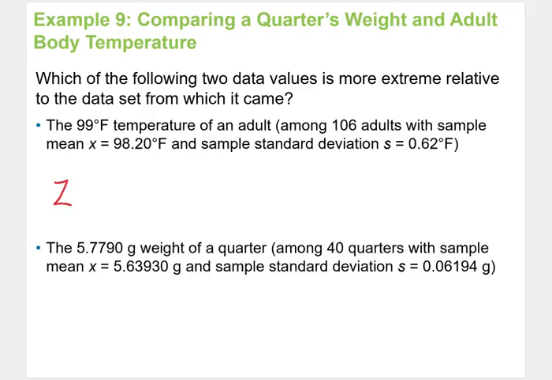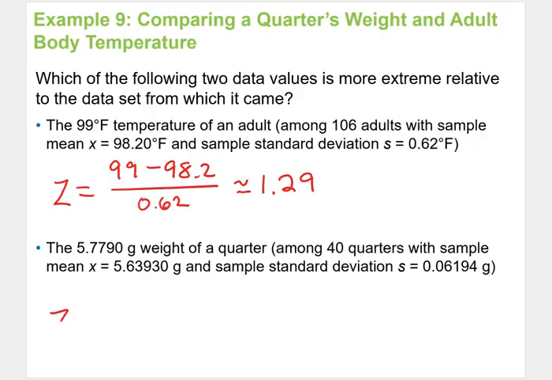All right, so let's do the first one. So the z-score for the temperature is 99 minus 98.2 divided by 0.62. And that turns out to be about 1.29. So it's more than one standard deviation above the mean, but not unusual. So that's interesting. Now let's do the quarter.